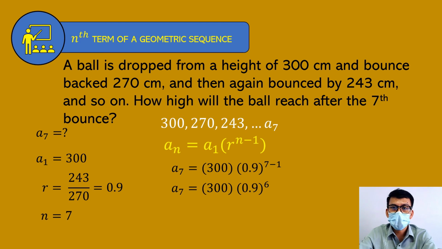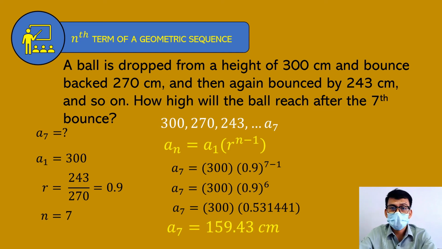So what is 0.9 to the power 6? That is 0.531441 times 300, that is 159.43 centimeters.